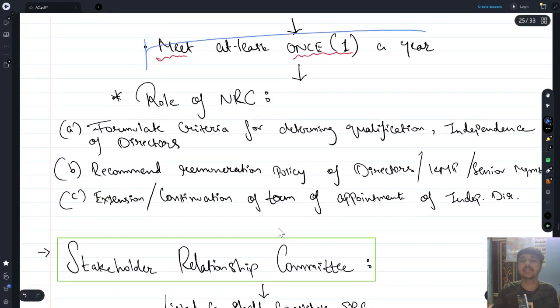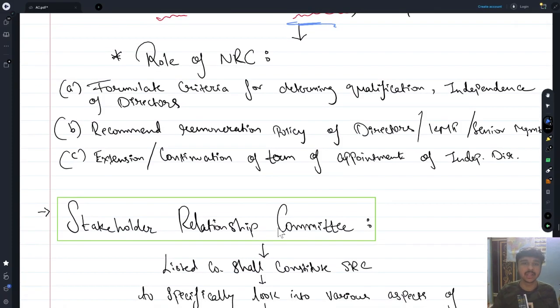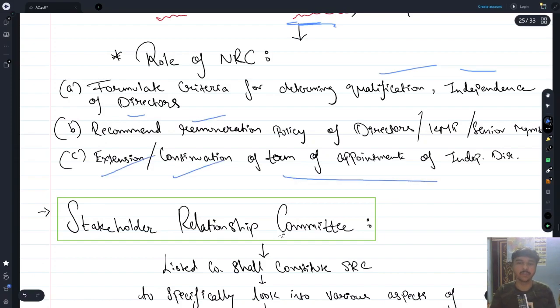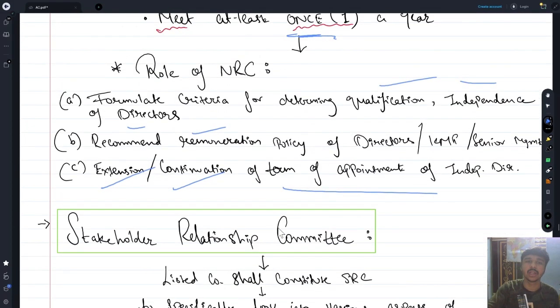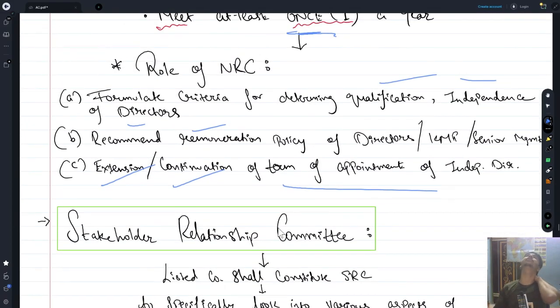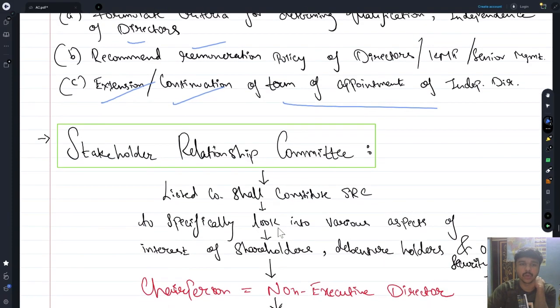And they should meet at least once a year. Obviously, if they don't meet, how are they going to discuss the important issues? So they are going to meet at least once a year. Their role is to formulate criteria for qualification, the independence of directors, their remuneration, and whether to extend or continue the term of an independent director or not. This is basically the role. This is not part and parcel of our syllabus. What we are going to deal with is only its composition and how frequently they are going to meet.